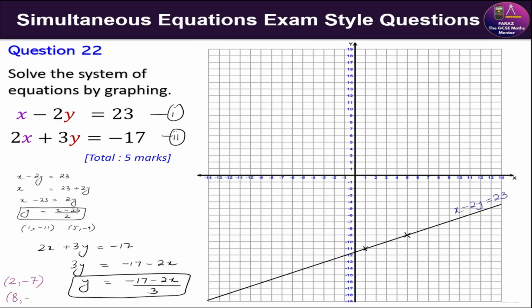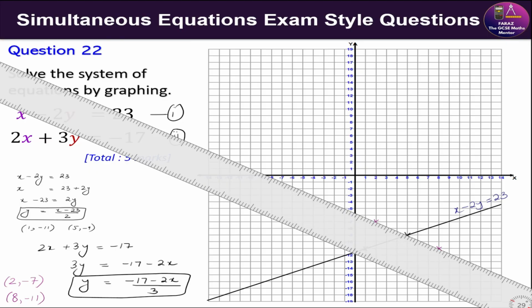8 comma negative 11, to make a line with 2 comma negative 7. So 2 comma negative 7 is there, and then we have 8 comma negative 11, that's here. Now join these coordinates with the help of a ruler. Alright, now we can join these coordinates to make a line like this.